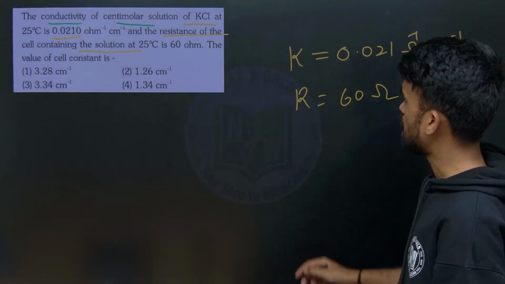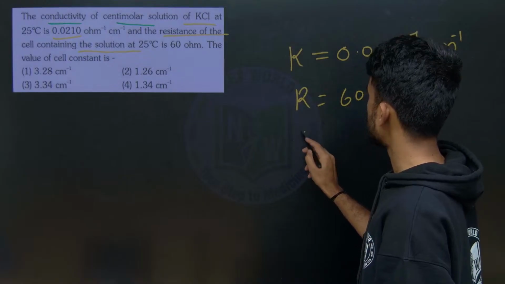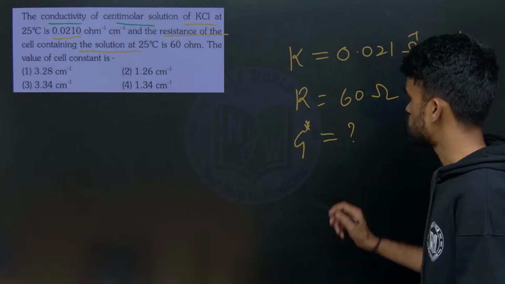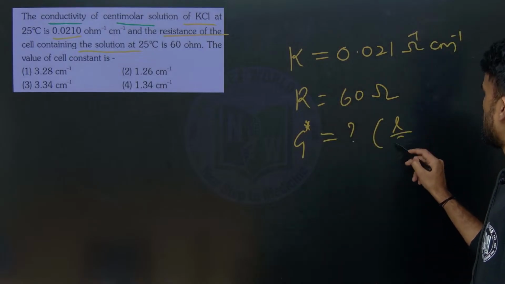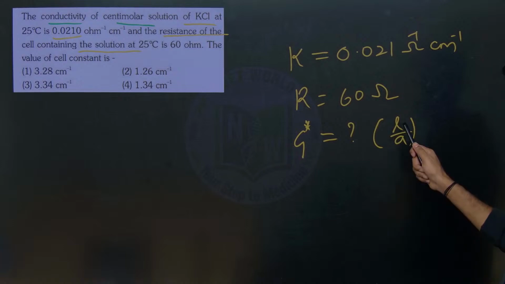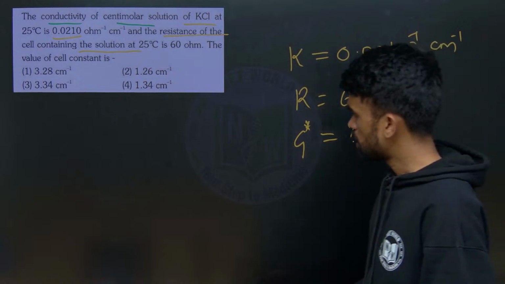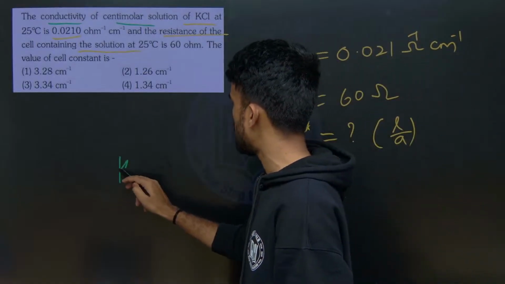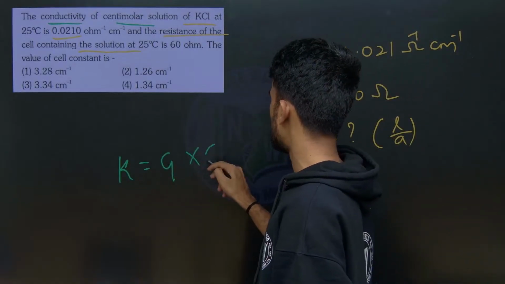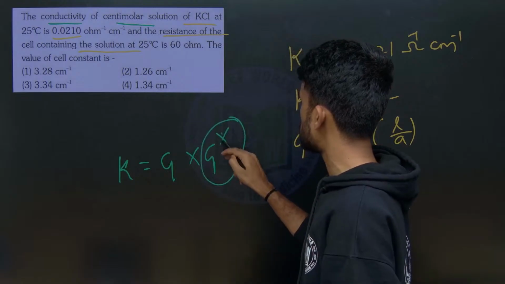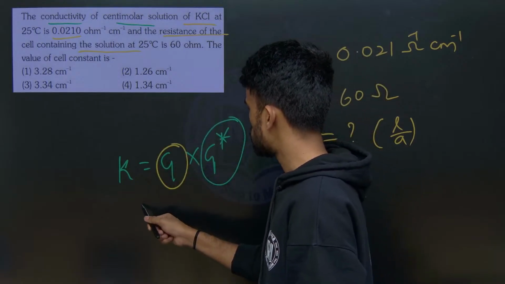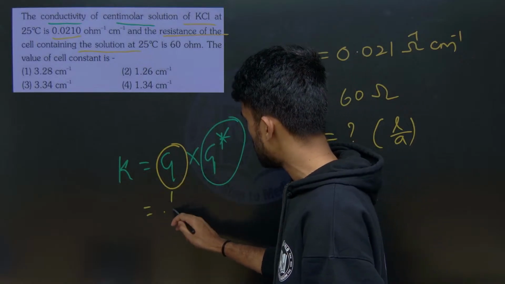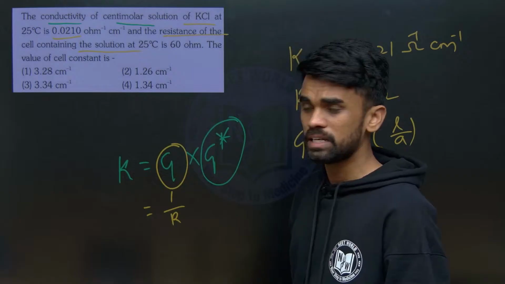Then they ask for the cell constant value, let us say G star. G star, which is also L by A, is the ratio of length to area. Now what is the relation we have for this? K equals G into G star, where G star represents the cell constant and G represents conductance, which is the inverse of resistance, 1 by R.